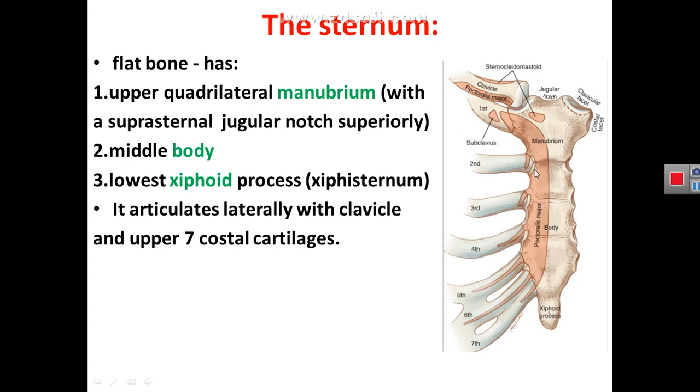You can see that the body of the sternum articulates with the lower part of the second costal cartilage, the third, fourth, fifth, sixth and seventh costal cartilages. You can see that the seventh costal cartilage actually articulates with the junction of the body and xiphoid process, and actually we have to say that the xiphoid process is mostly cartilaginous when young, but it ossifies later on.